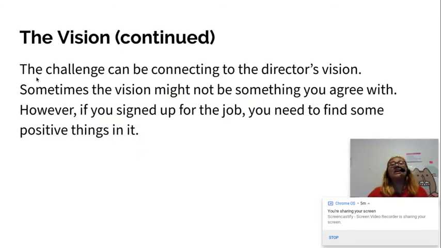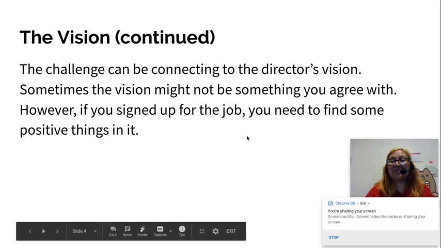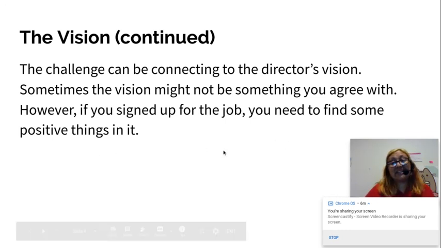So, the challenge can be connecting to the director's vision. Sometimes the vision might not be something you agree with. Let's say you were the costume designer for that version of the Wizard of Oz. You might be having some conflict within yourself because you're like, well, that's not how it should be, or it looks weird. However, if you signed up for the job or you were chosen for it, you need to find some positive things in it.